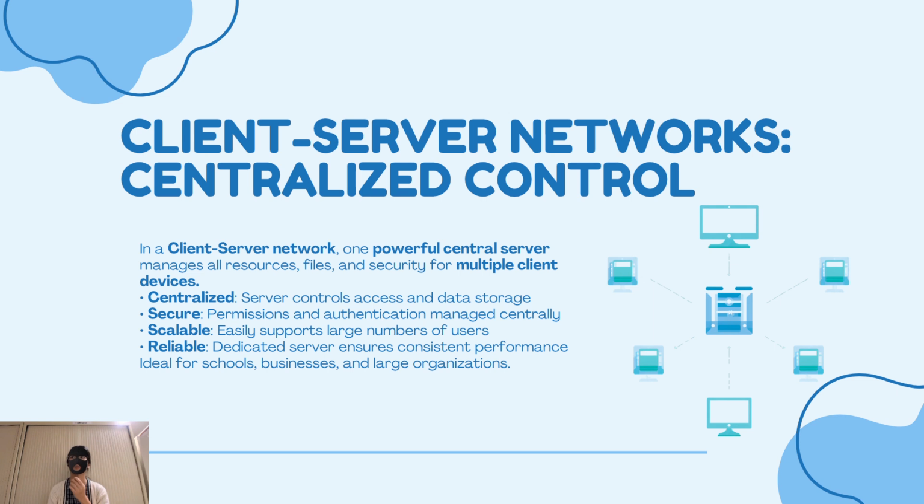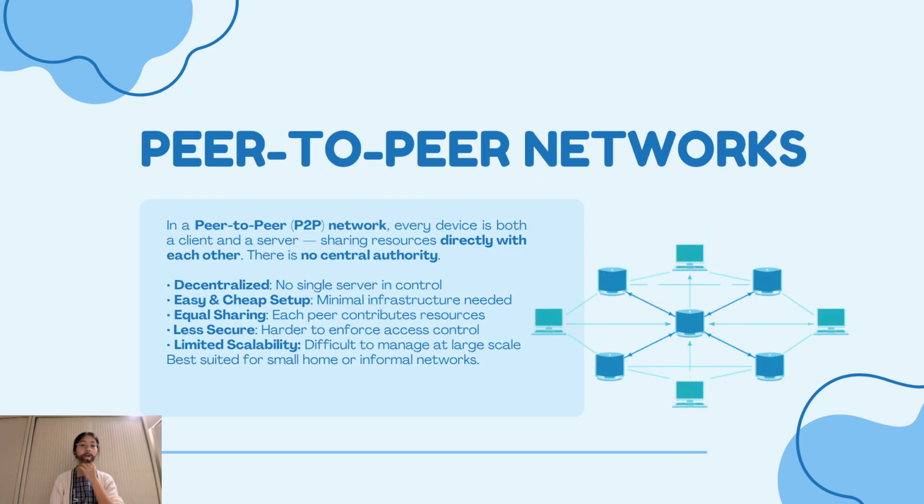What is the core difference between client-server and peer-to-peer networks? In a client-server network, a powerful central server manages all files, storage, user requests, and security settings for all connected client devices. In a peer-to-peer network, there is no boss. Every computer acts as an equal peer, sharing its own resources directly with others.